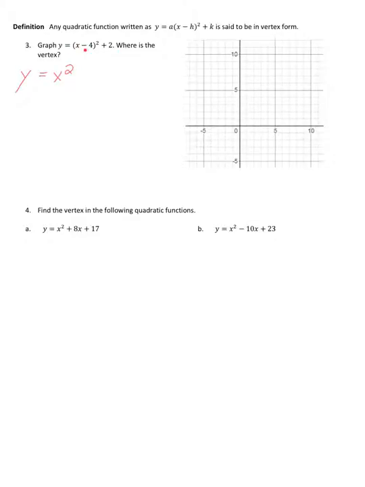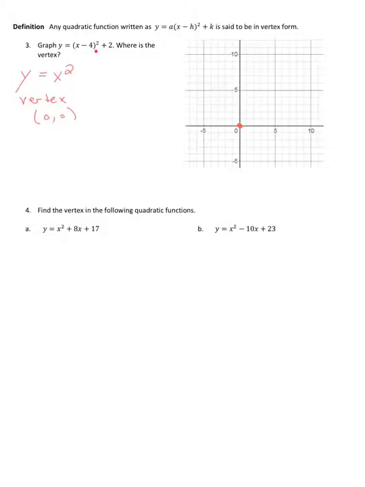Like here, this x minus 4 means go right 4 places. This plus 2 means go up 2. So the graph of x squared starts here. And actually, its vertex, its lowest point, is at 0, 0. I'm going to label it. So the vertex of x squared is the point 0, 0. And the graph is this U shape.